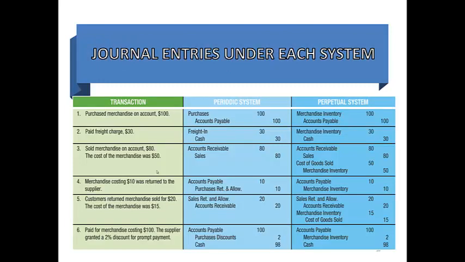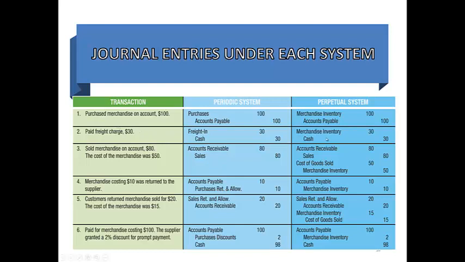Okay, now you will have to know the journal entries under both the periodic and the perpetual system. Now, the ones you need to focus on will be the purchases and the sales transactions. So, for example, when we purchase merchandise under the periodic system, remember merchandise inventory is not an active account. So we debit purchases and credit accounts payable. And then when we make a sale, we just record the sale. We debit accounts receivable and credit sales under the periodic system.